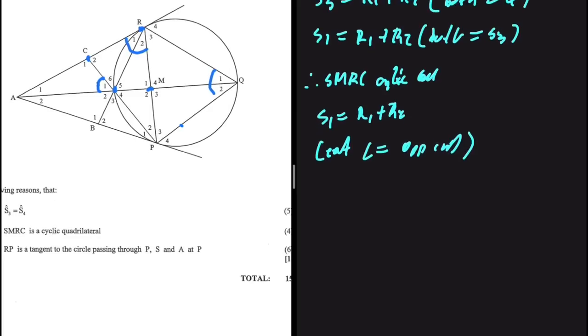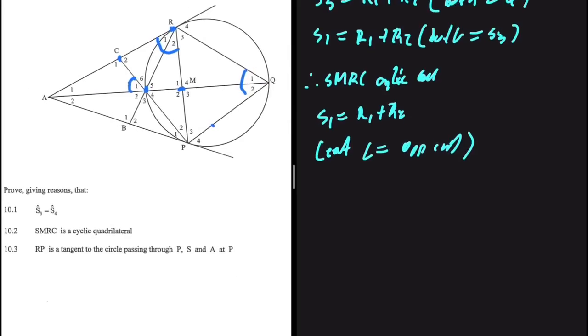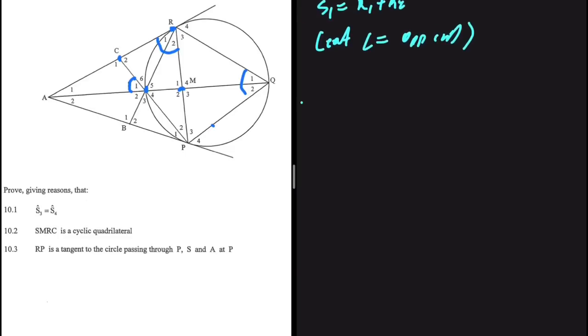If you thought 10.2 is difficult, then what about 10.3? Let's take a look at 10.3. So in 10.3, we are told that RP is the tangent to the circle passing through P, S, and A at P, okay? So RP is the tangent of the circle passing through PSA. So we have some circle right here. And we are supposed to prove that RP is a tangent, right? So if RP is a tangent, let me show you something. This is a chord on the circle, right?